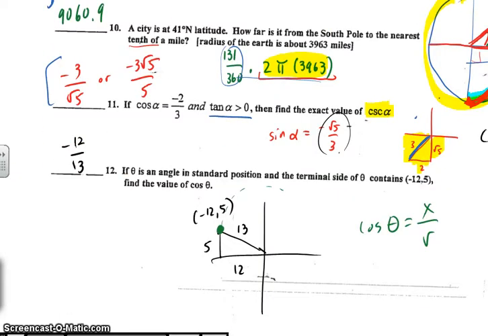Okay, number 12. We're given a point that the terminal side of an angle contains, which is negative 12, 5. So I can draw this little triangle. I can see that this distance is 12, this distance is 5. Using a Pythagorean triple, this distance is 13. We're asked to find the value of the cosine. That's got to be negative 12 over 13.